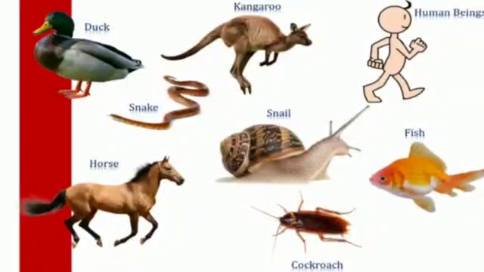So how do the animals move from one place to another? You know that you walk, you run, you skip, you jump and move from one place to another. But different animals move from one place to another in different ways. Like here a duck is given, kangaroo, snake, horse, snail, human being, fish, cockroach. All these animals move from one place to another in different ways.